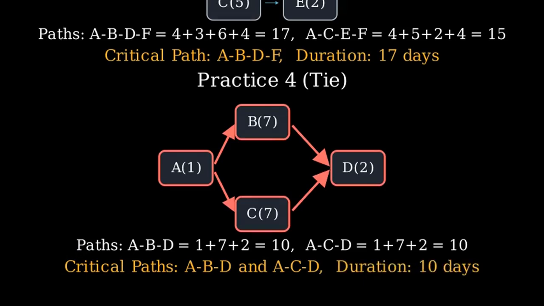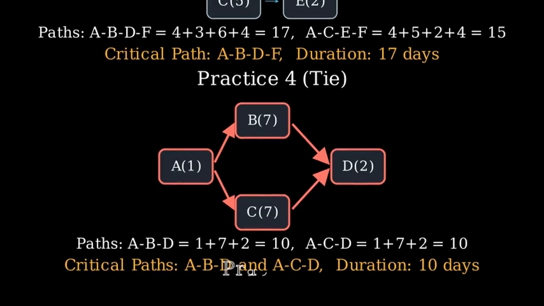Practice 5. Durations in days. A equals 3, B equals 2, C equals 5, D equals 4, E equals 3, F equals 2, G equals 6. Dependencies. A and B go to D, C goes to E, D and E go to F, F goes to G. Draw the network.